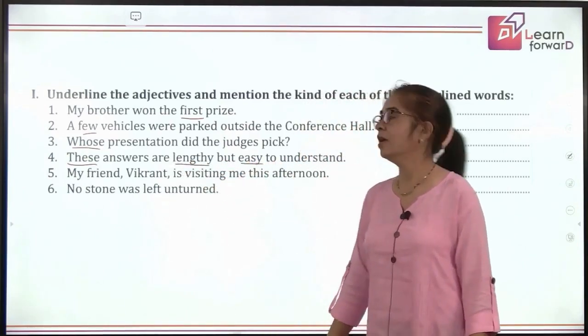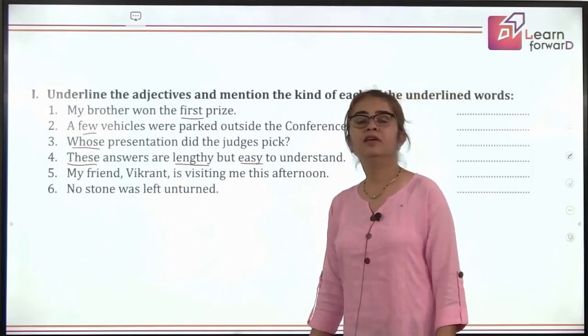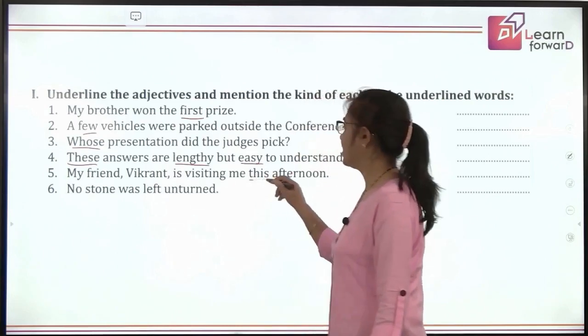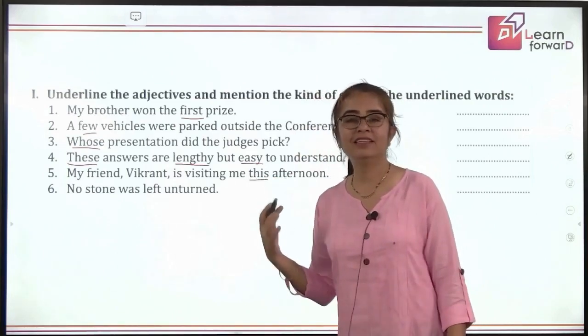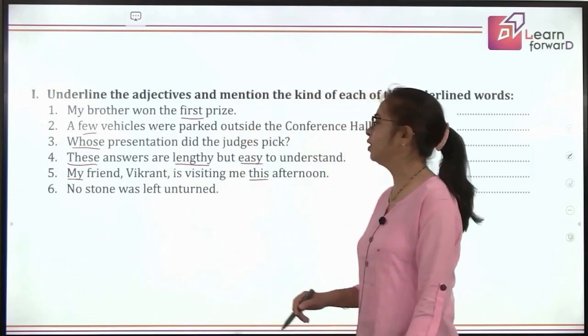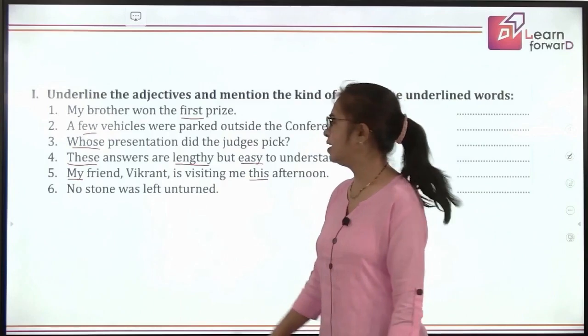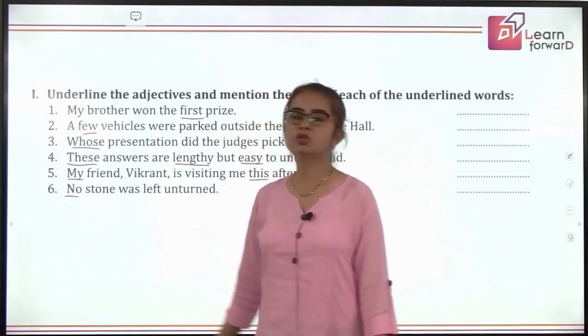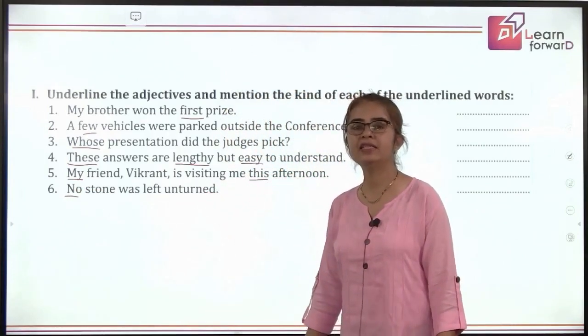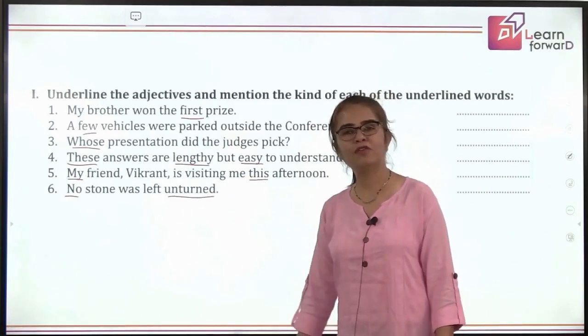Perfect. Next, my friend Vikrant is visiting me this afternoon. This. Yes. Any other adjective? That's in the beginning. My friend. Whose friend? My friend. Coming to next. No stone was left unturned. Yes, no stone. And then anything else? This is unturned. This is your participle form, right?